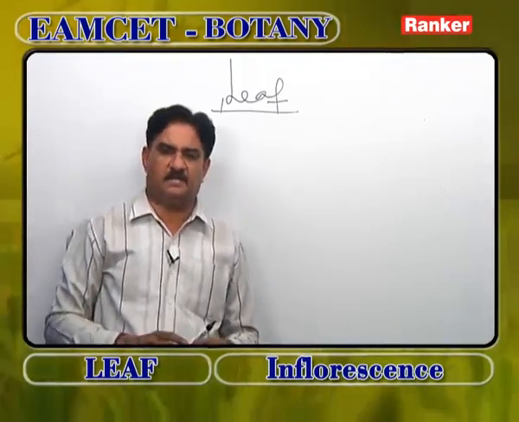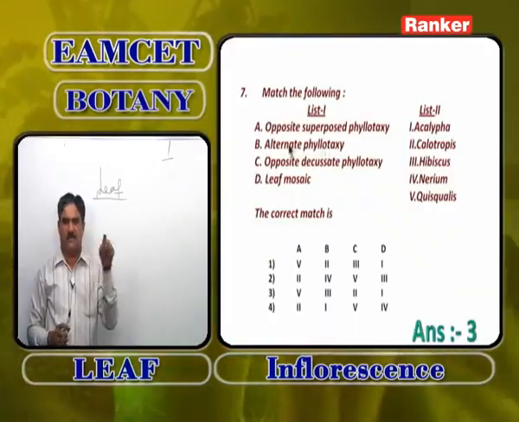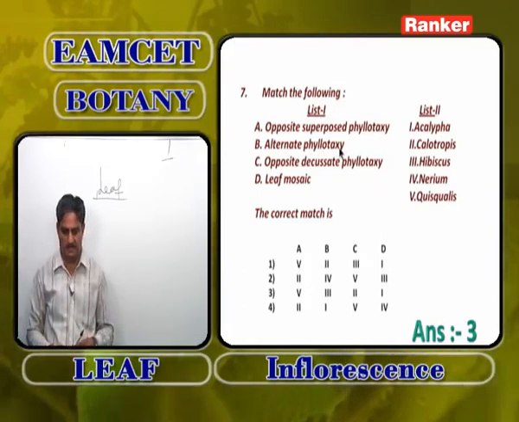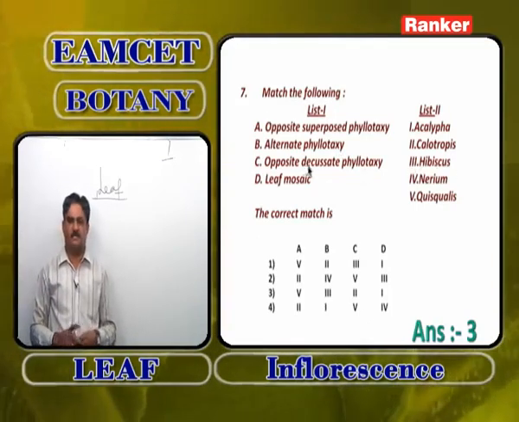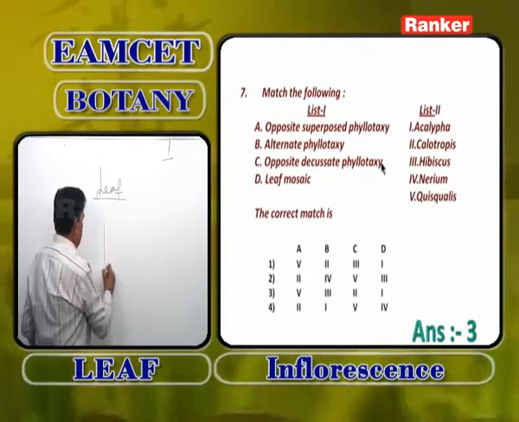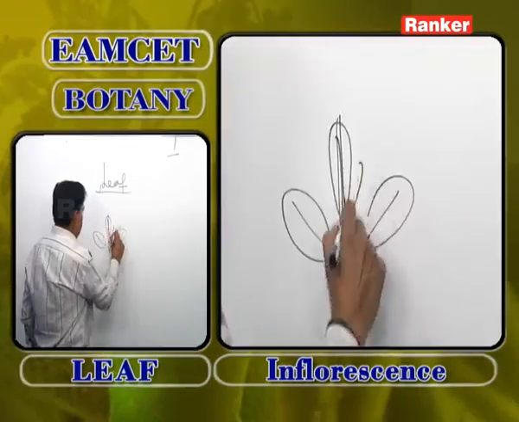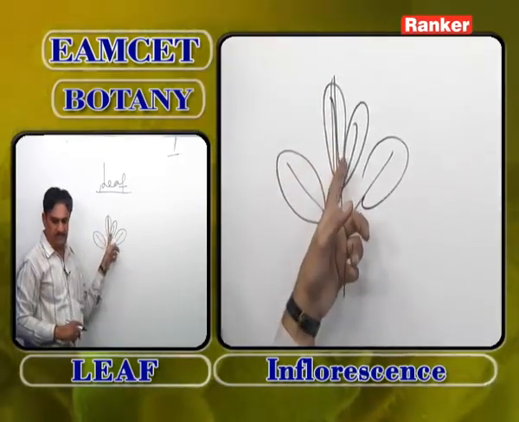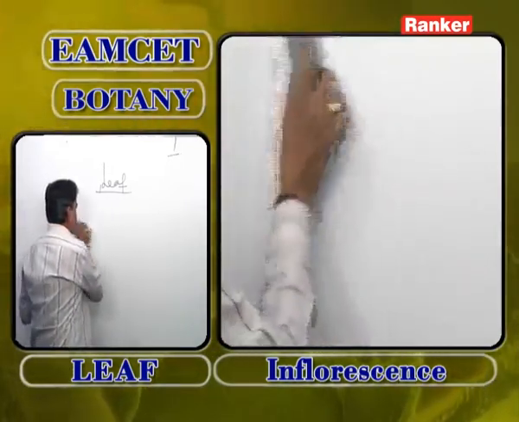Alternate phyllotaxy means at each node there will be only one leaf, and those leaves of different nodes are arranged in alternate manner or spiral manner. So alternate phyllotaxy is found in hibiscus. Then opposite decussate phyllotaxy means opposite leaves are arranged at right angles with each other. Suppose here is one opposite pair of leaves. At right angles to the first pair, the second pair is present. Again the pair above is at right angles to this pair. For this the example is Calotropis.